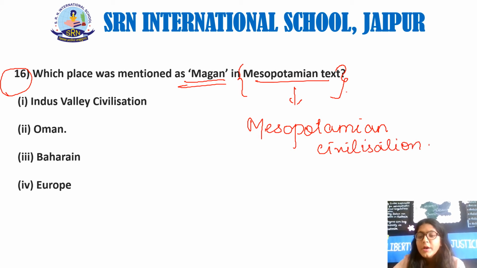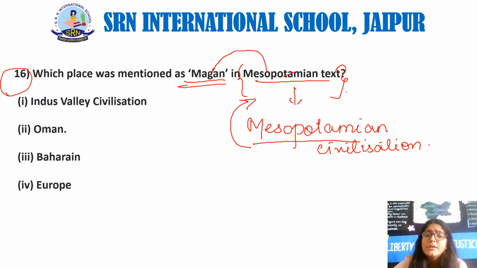As we all know, parallel to the Indus Valley civilization, in the areas of Europe and Greece, there was one civilization which was known as Mesopotamian civilization. Now, this civilization had one book, or you can say a few papers which were collected, and there was Mesopotamian text. And in this Mesopotamian city text, a city was called Magan.